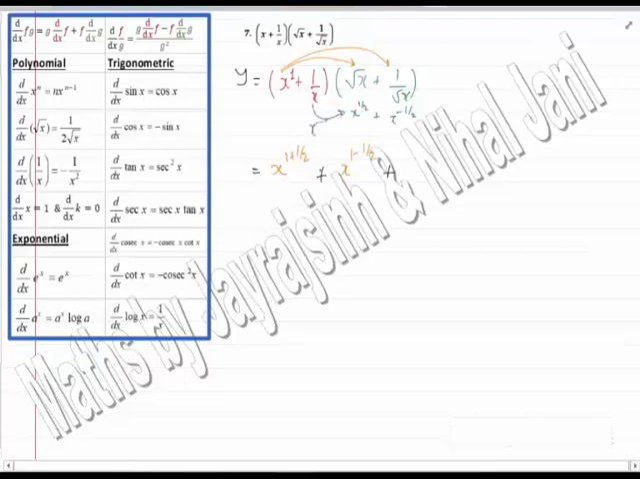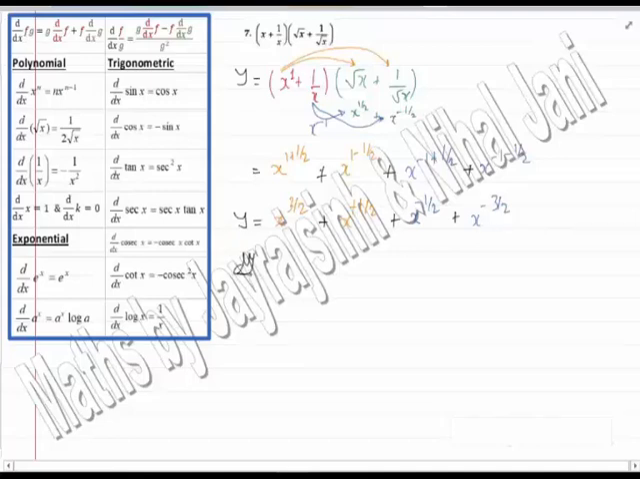1 by x is basically x raised to minus 1, right? So it will be x raised to minus 1 plus 1 by 2 plus, multiply with the second term, x raised to minus 1 minus 1 by 2, right? Okay, so here we have x raised to 3 by 2 plus x raised to 1 by 2 plus x raised to minus 1 by 2, and finally x raised to minus 3 by 2. Okay, basically here we have plus 1 by 2. Okay, sorry for that. Okay, now we are ready to differentiate.